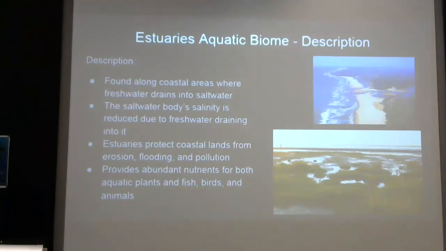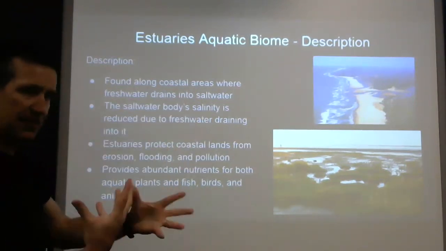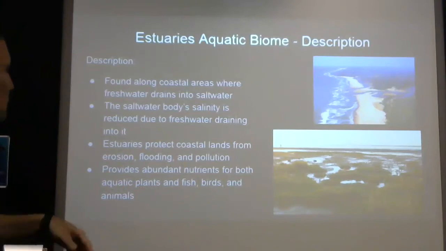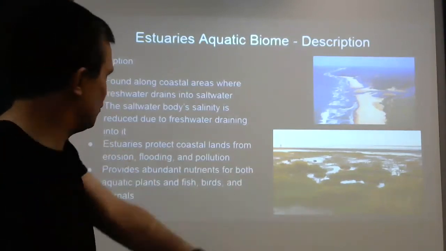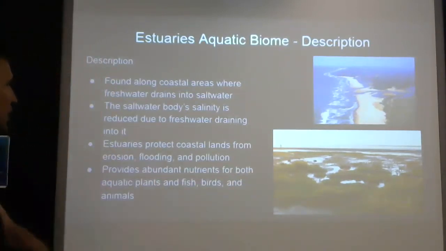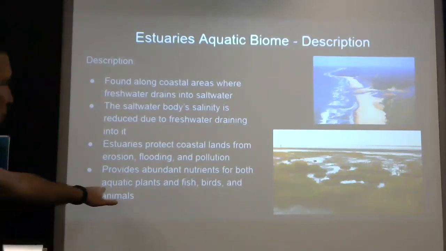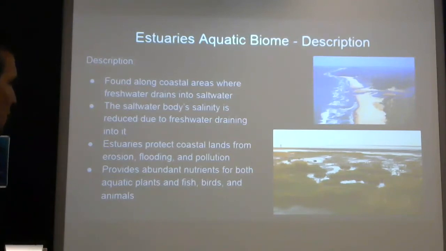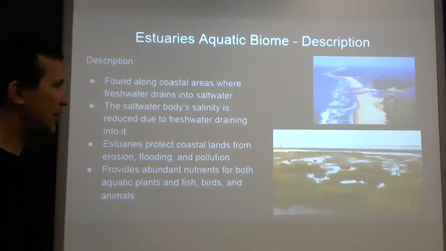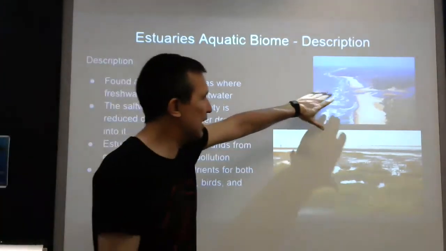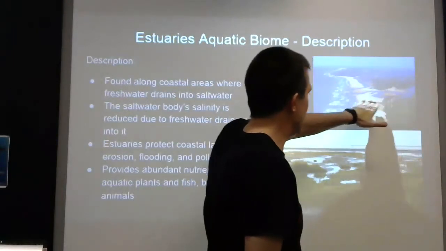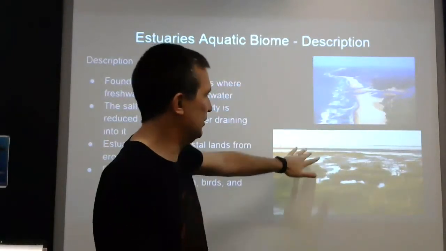So what is an estuary? It is found along coastal areas where fresh water drains into a saltwater body of water. The saltwater body's salinity, how much salt is in that water, will be reduced because fresh water is actually draining into it. Estuaries protect coastal lands from erosion, flooding, and pollution. They also provide abundant nutrients for both aquatic plants and fish, birds, and different animals. So here you see some pictures of fresh water draining into a salt body of water.